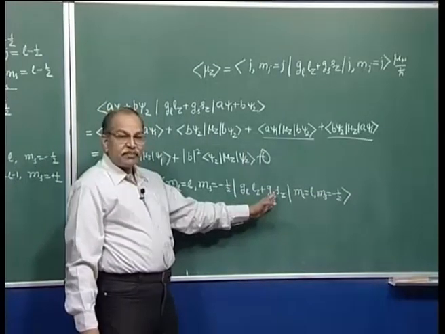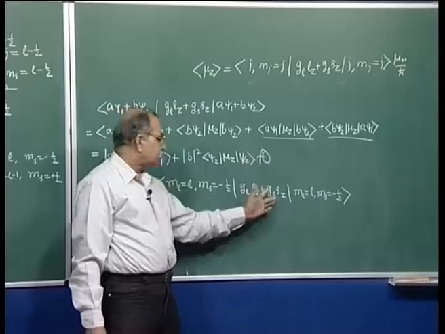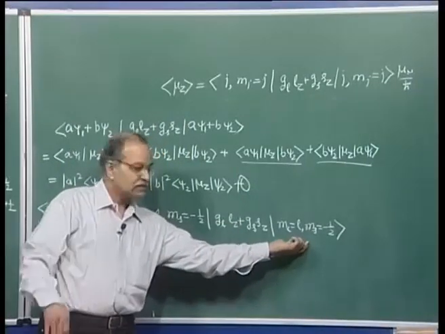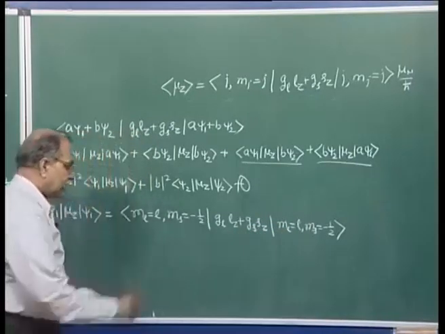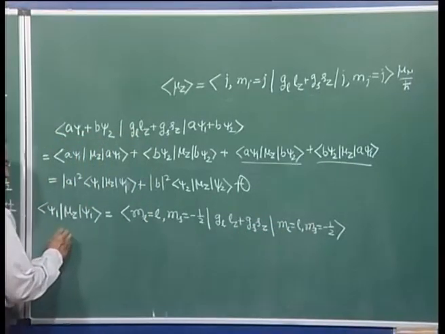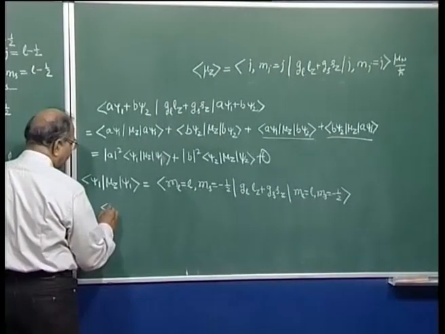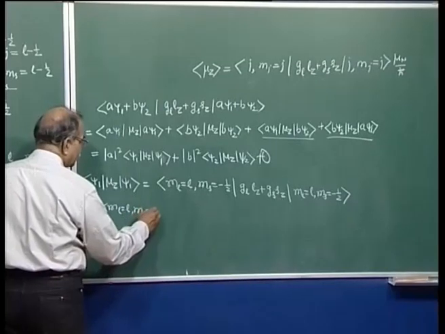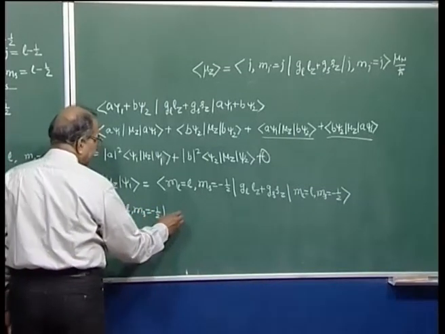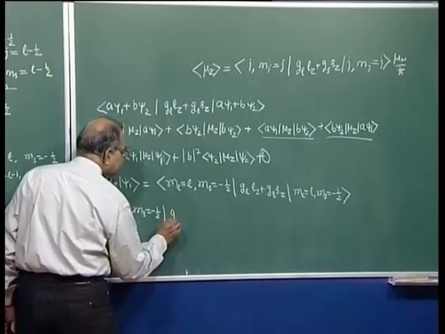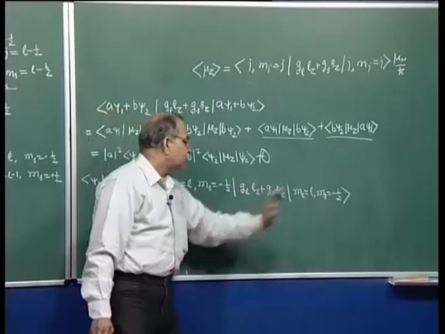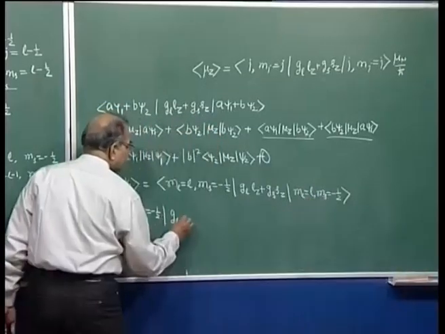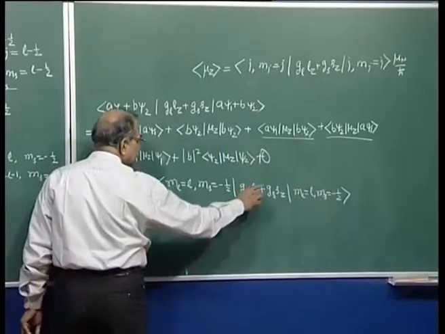There are two parts in this operator, one by one. First operate this Lz on this, and then plus, we will operate this Sz. So, Lz part first. What will it do? ML is equal to L, MS is equal to minus half, that is psi 1, and then GL is here, and Lz operating on this. What does it give? Lz operating on this gives L h cross times this wave function.